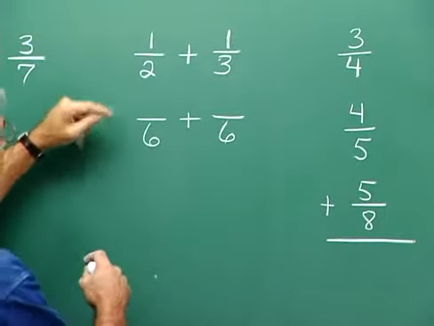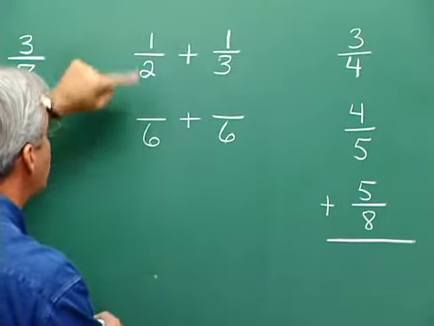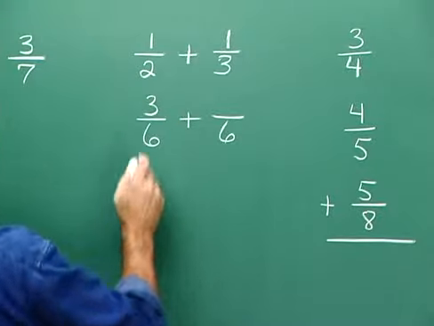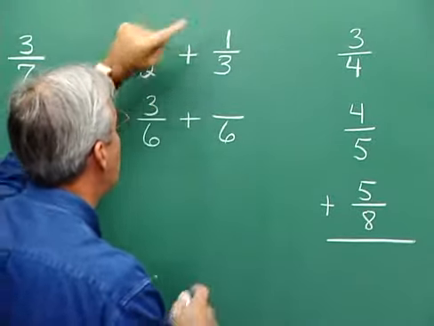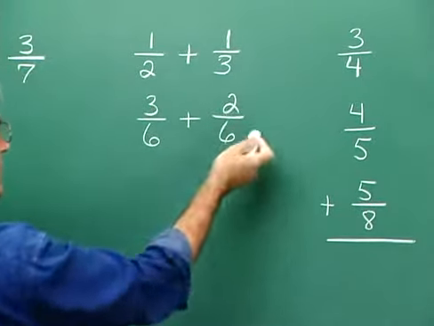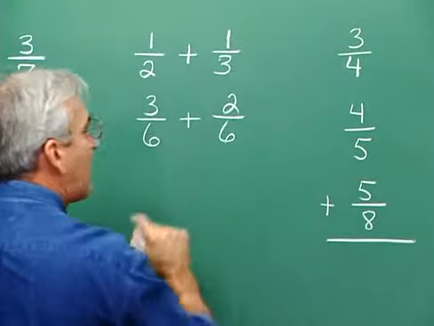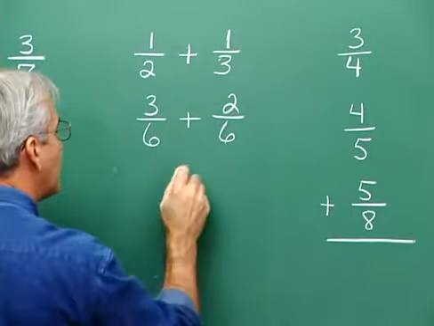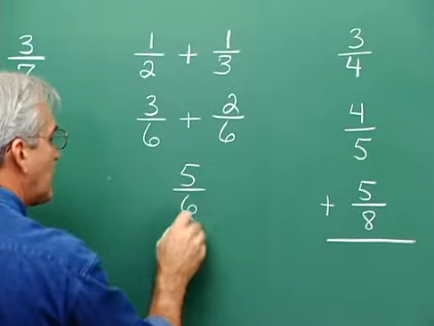identify the numerators. So 2 into 6, 3. 3 times 1, 3. Then 3 into 6, 2. 2 times 1, 2. And now that we have common denominators, we add the fractions by adding the numerators. 3 plus 2, 5. So 5/6, as we found before.